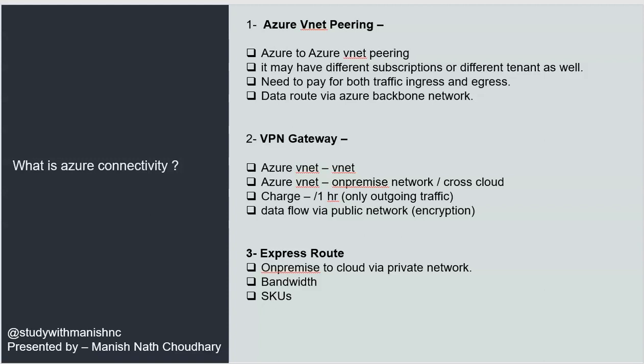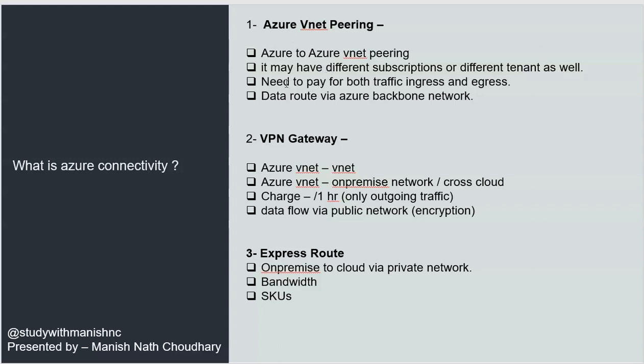The first is Azure VNet peering. In Azure VNet peering, it's a connection between two VNets in Azure, where we want to make a bridge between the two VNets so that we can pass data between the two virtual networks. So it's virtual network peering. That is the first part. And it is possible that the two virtual networks are in different subscriptions or different tenant groups.